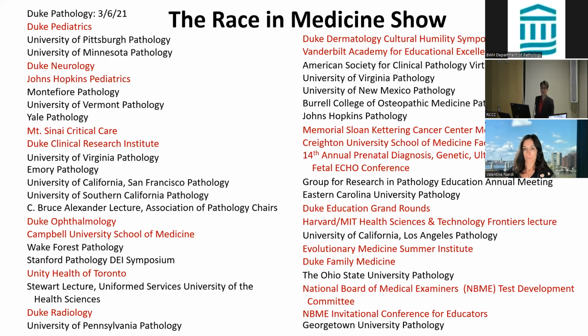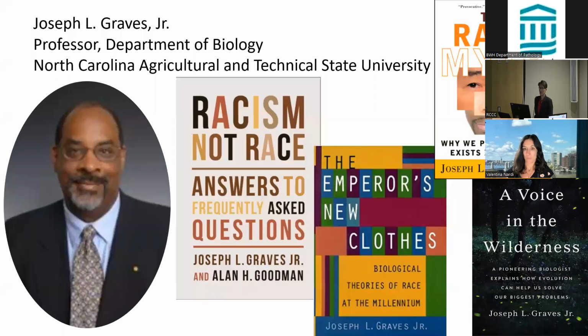Now, you may have noticed I've used the term we. This is not the royal we. I co-present with Dr. Joe Graves Jr., who is an evolutionary biologist at North Carolina A&T State University. He has published widely on race and medicine. His most recent book is his memoir, Voice of the Wilderness. And a book that really helped me to get a good understanding was The Emperor's New Clothes from 2001.